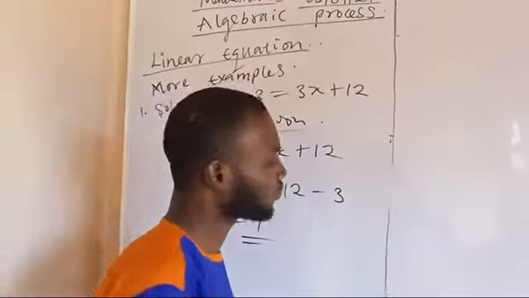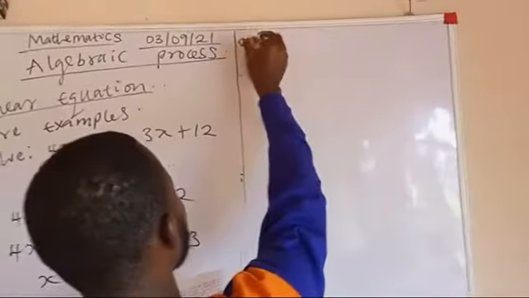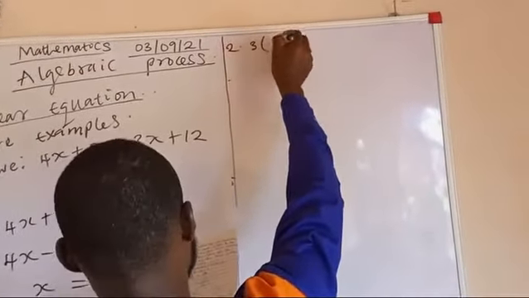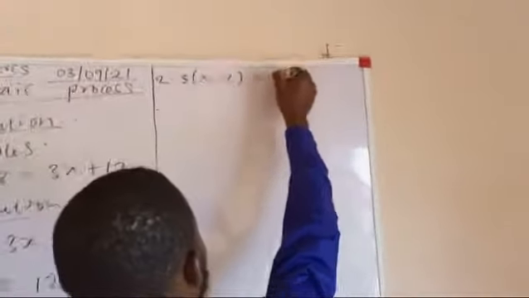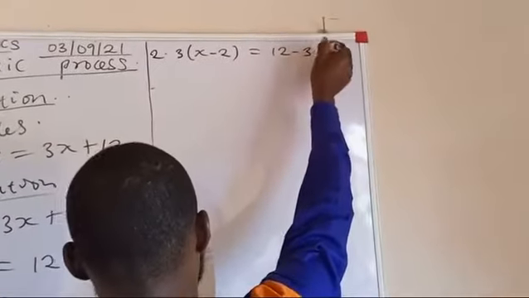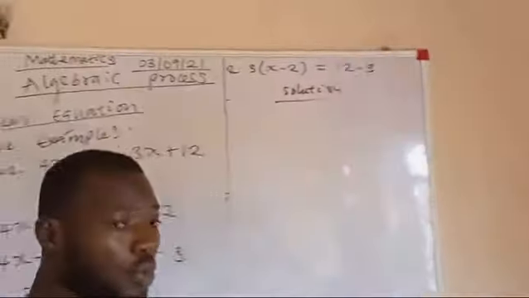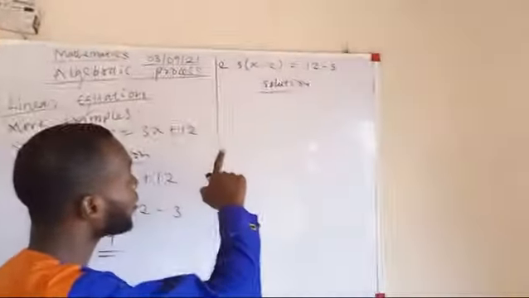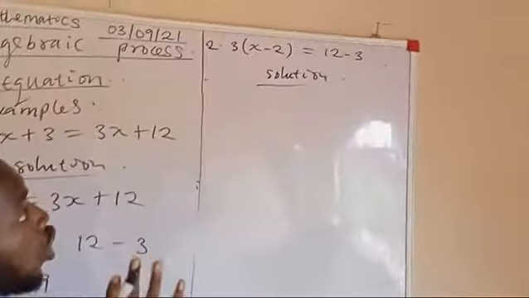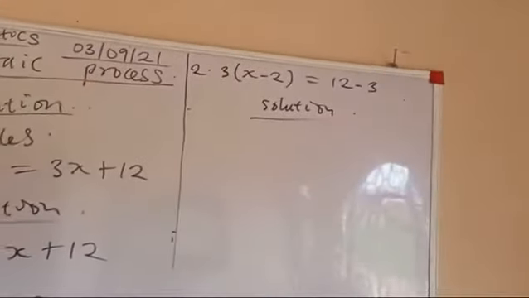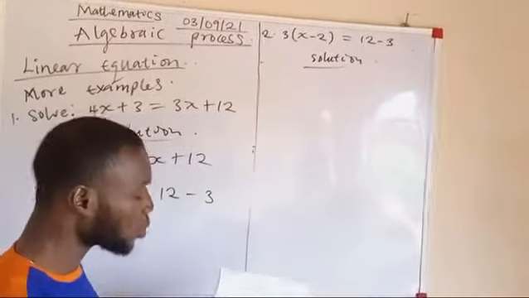Another example. In this second example, you take a look at this now. You find out that this involves brackets. It's very simple. First of all, you have to open the bracket. How do you open the bracket? Use what is outside, the number or the letter outside, to multiply everything inside.